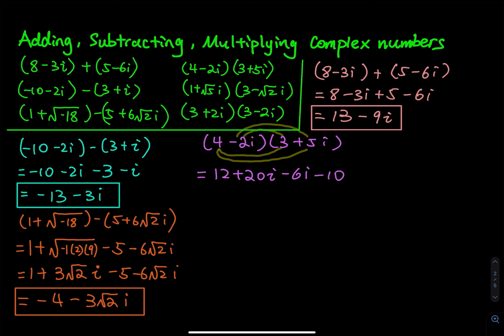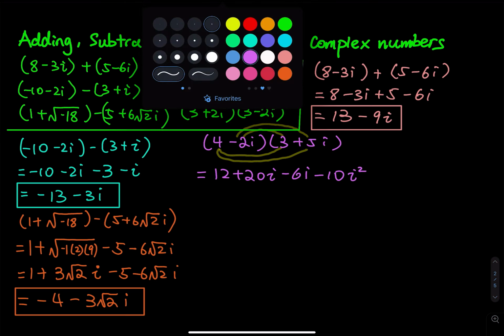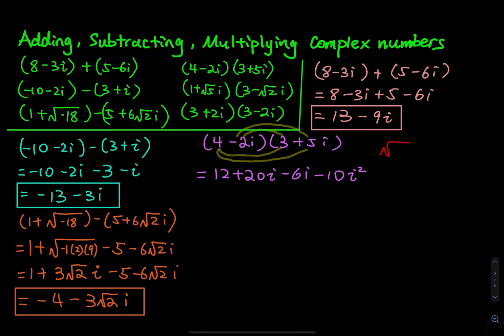And then now i times i is i squared, right? So what is i squared? Remember that the square root of negative 1 is equal to i. Should we do this in red? Let's just do this in red. So the square root of negative 1 is equal to i. When you square both sides, you have an i squared.